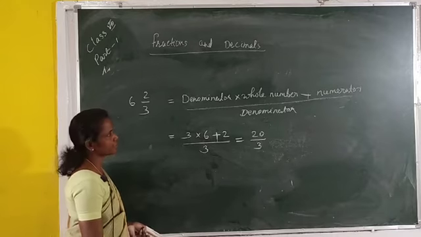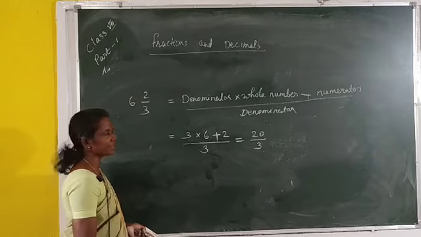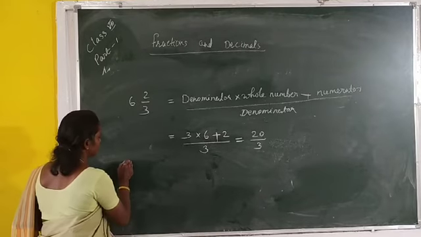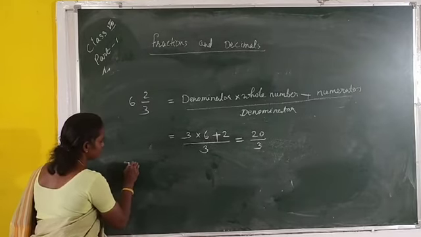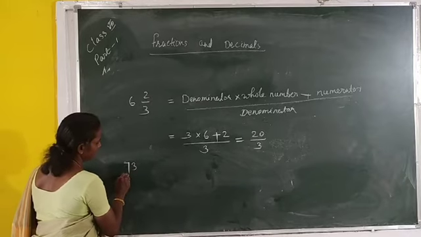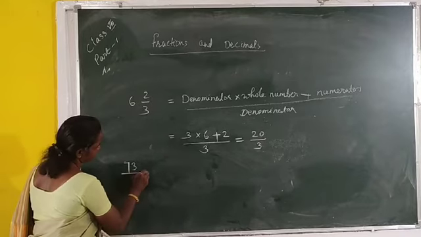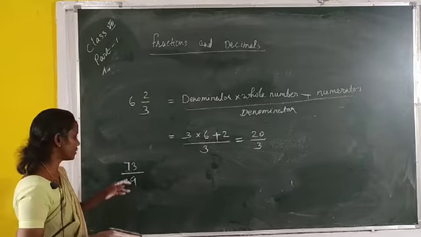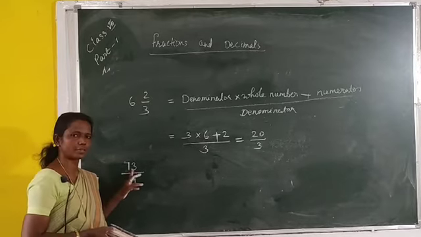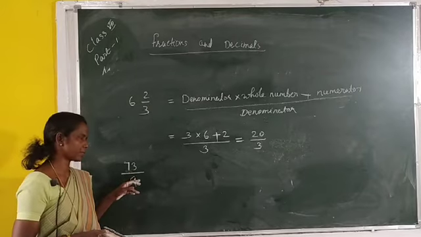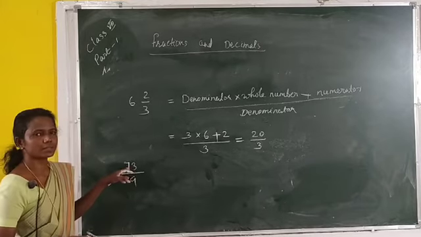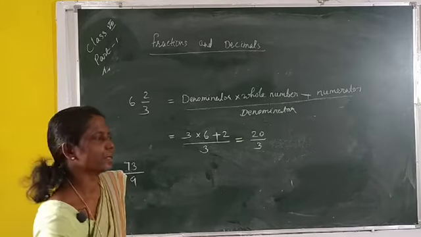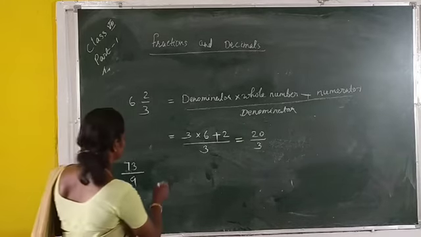an improper fraction is given, how to convert to a mixed fraction. For example, 73/9. Look, which type of fraction is this? This is an improper fraction, because its numerator is big and denominator is small. Then how to convert this improper fraction into mixed?